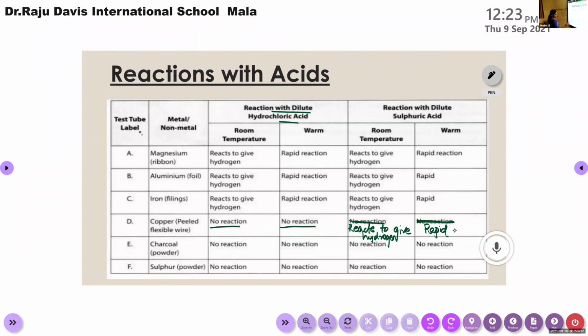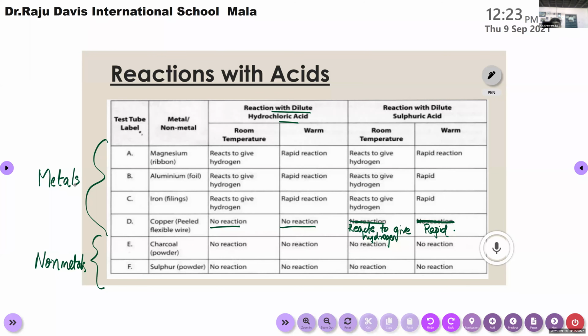Okay. And the charcoal and sulfur are examples of non-metals. They have no reaction with sulfuric acid and hydrochloric acid. These four are metals, and among these four metals, copper will not react with dilute hydrochloric acid, but it will react with sulfuric acid. The remaining magnesium, aluminium, and iron will react with both hydrochloric acid and sulfuric acid at normal temperature and on heating. So this is the main observation that can be obtained from this activity.